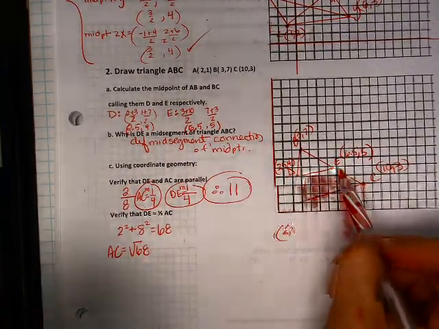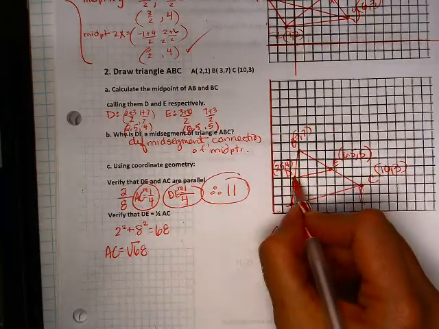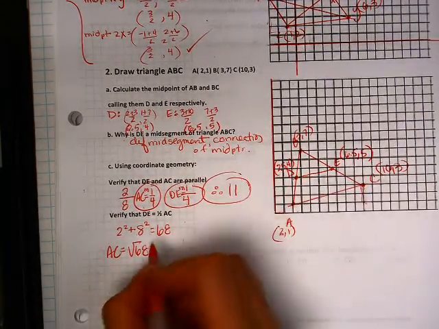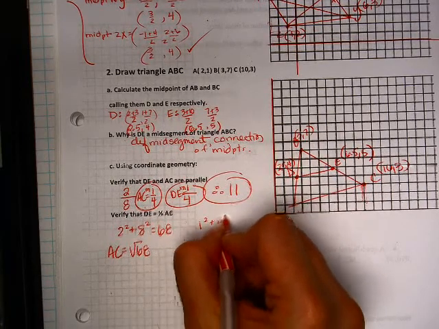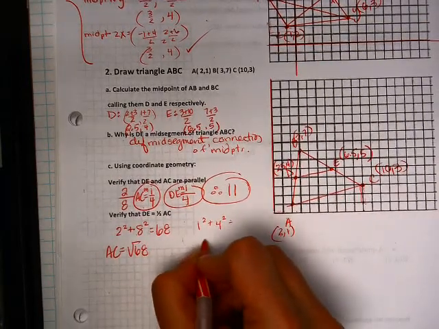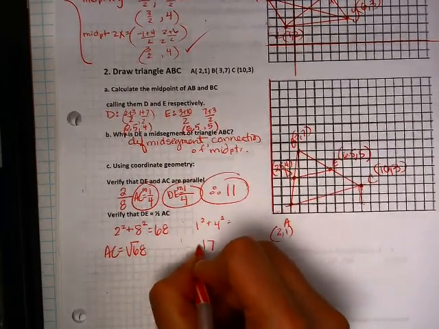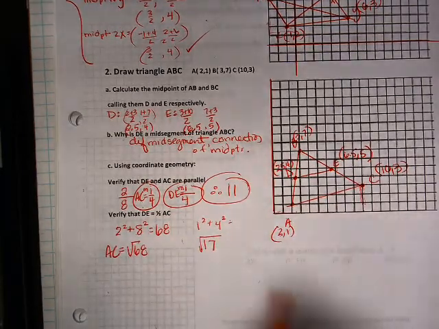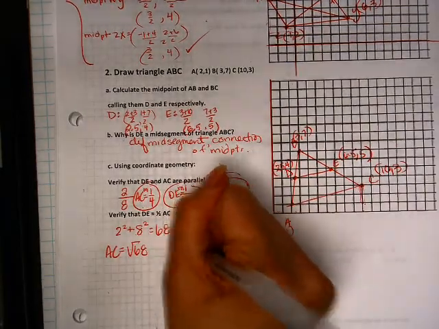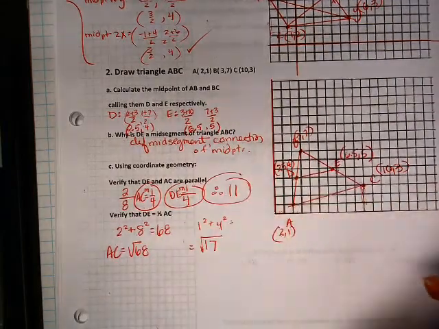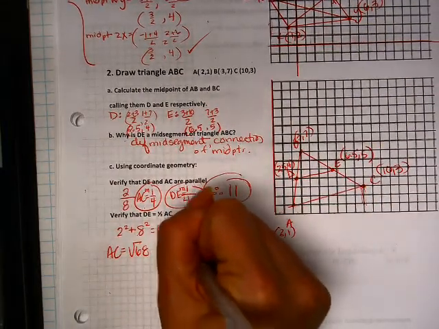And then DE is going a distance, we said, of 4 and of 1. So 1 squared plus 4 squared is equal to 17, square root of 17. So far, when I look at those, I think, well, that's not very helpful because they don't look like one is half of the other.